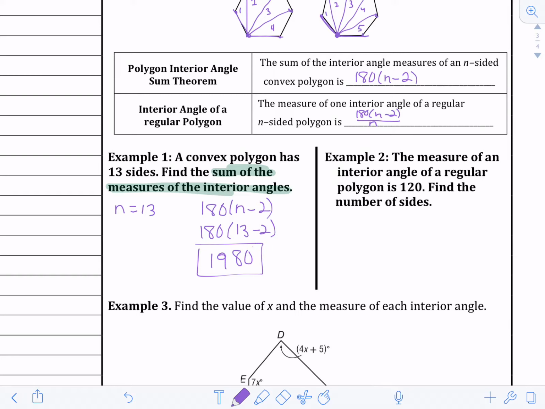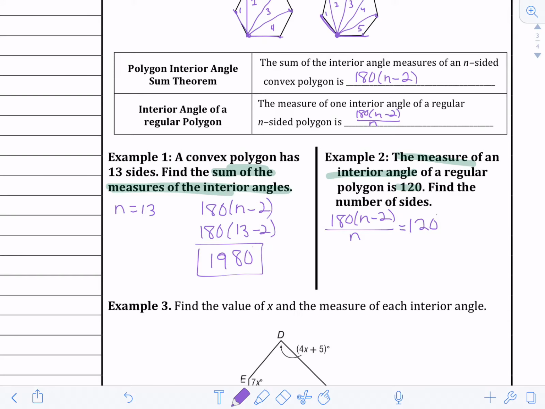Okay, example number 2. The measure of an interior angle of a regular polygon is 120. Find the number of sides. So this one, it actually gives you the measure of an interior angle, which is just one of them, and it wants you to find the number of sides. So since they're giving me one angle, I have 180(n minus 2) divided by n is equal to 120 degrees.